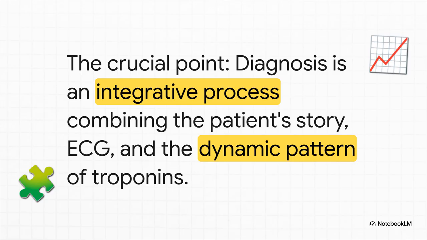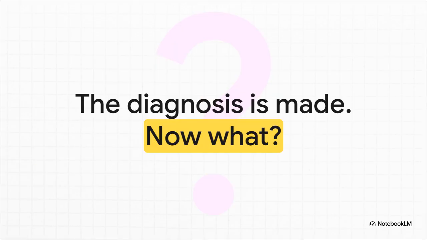So at the end of the day, remember this. Making this diagnosis is an integrative process. You have to be a detective. You combine the patient's story, the ECG, and that dynamic pattern of troponins. You never, ever rely on just one piece of information alone. Because making the diagnosis, that isn't the finish line. It's actually the starting gun. It kicks off a whole cascade of critical decisions about treatment, risk stratification, and long-term care. So you've made the diagnosis. The real question is, what are you going to do about it?